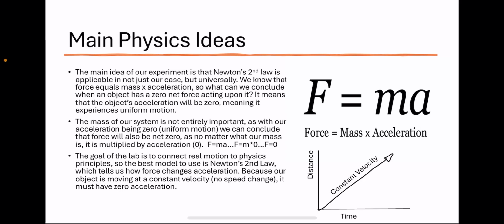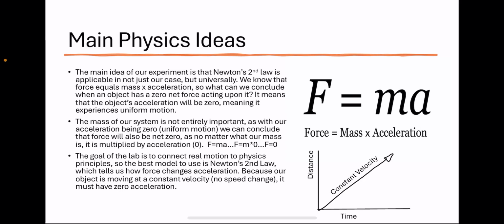We know that force equals mass times acceleration, and we can conclude that with a net zero force acting upon our system, it will also experience zero acceleration, or uniform motion. The mass for our system is not entirely important, as with our acceleration being zero, we can conclude that force will also be net zero. And no matter what our mass is, it's going to be multiplied by one of those two variables, which is zero.